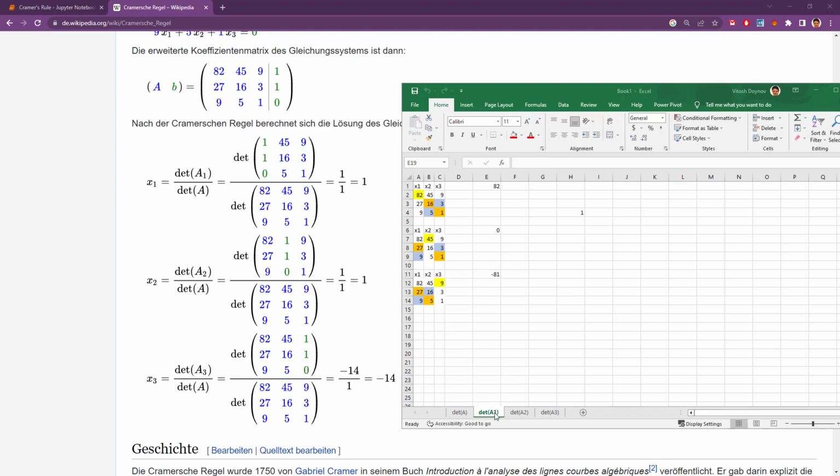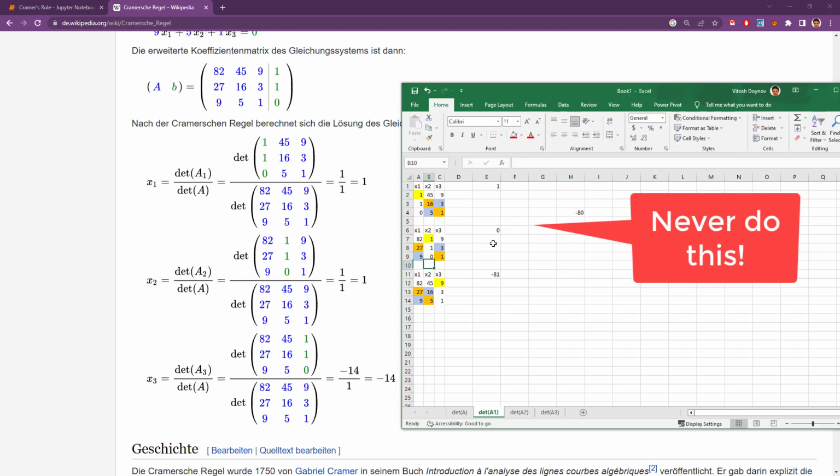So for the determinant of A1, pretty much whatever we should create is the following. We replace this first row with 1, 1, 0, the second row with 1, 1, 0, and the third row with 1, 1, 0. Is it correct? No, it is not.